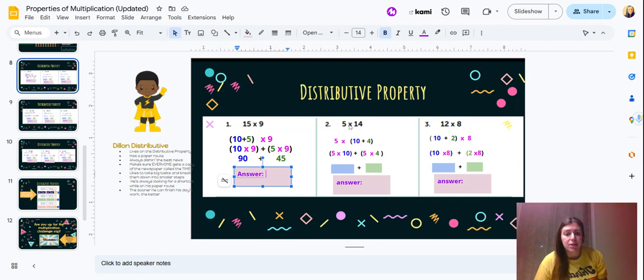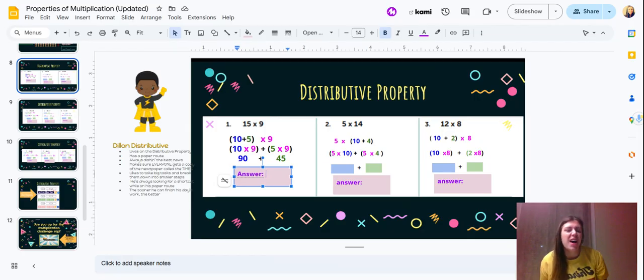You're going to do the same with 5 times 14, 5 times 10, and 5 times 4, and 12 times 8, 10 times 8, and 2 times 8, okay? I like to break down the bigger number. So in this case, the bigger number was first. You can tell because I color-coded. I took the 15 and I turned it into a blue 10 and a green 5, and I kept my times 9, the pink part, the same when I distributed it.